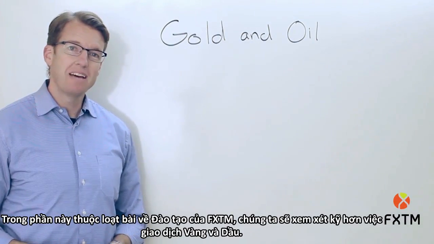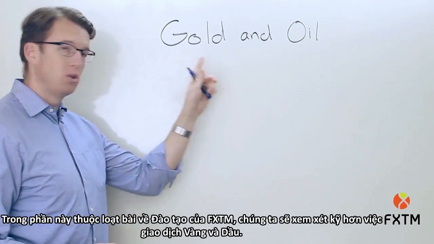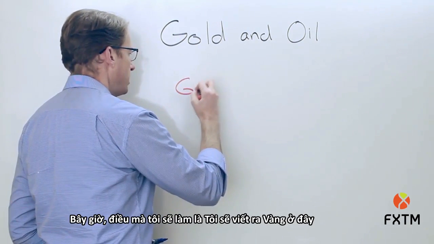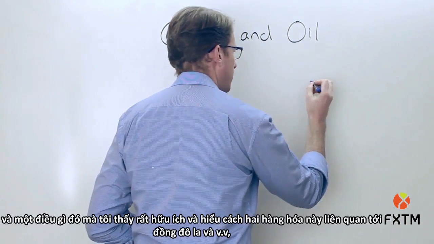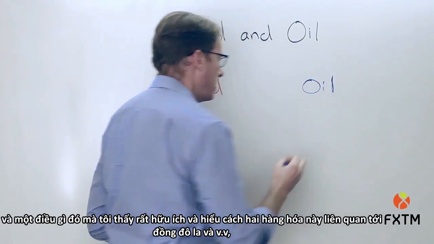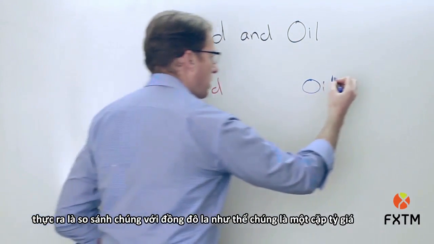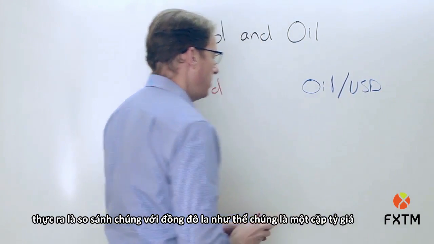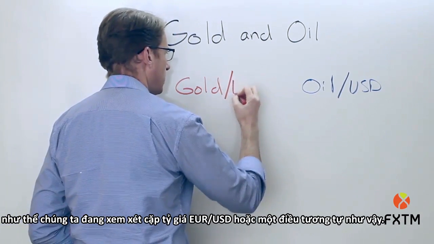In this episode of the FXDM educational series, we're going to be taking a closer look at trading gold and oil. Now what I'm going to do is write down gold over here, and then we'll write oil over here. Something that I find very useful in understanding how these two relate to the dollar is to actually compare them to the dollar as if they were a currency pair, as if we were looking at the euro-dollar currency pair or something like that.